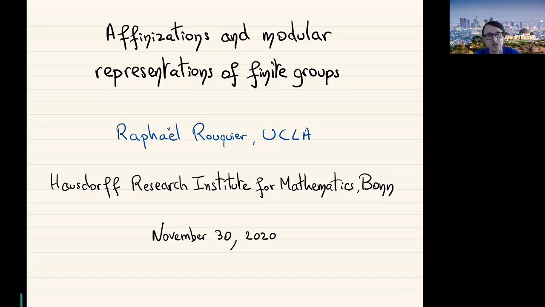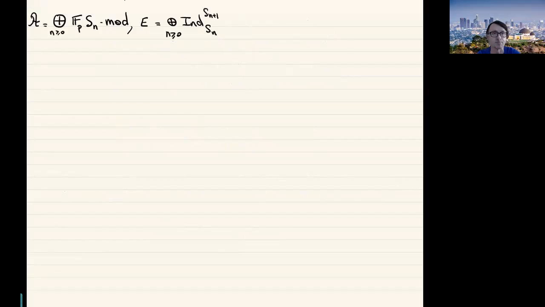The first part, affinization, has to do with affinizing Kac-Moody algebras, and the second part is about finite groups of Lie type. Or maybe more general finite groups, and I will start indeed not with Lie type, but with the symmetric group.